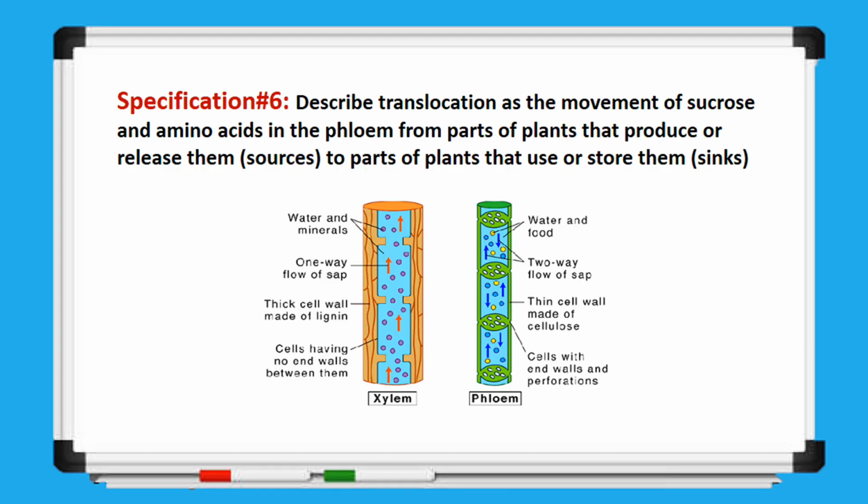The role of the xylem is to transport water and minerals upward from the roots to the rest of the plant. Its function is purely related to transpiration. Now, we shift our focus to translocation, which is linked to the phloem.